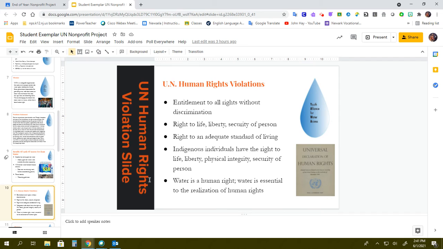Now, this is a core part. This is part of the whole kit and caboodle. You have to show me where the UN human rights violations are taking place. We went over, you guys read a portion of the UN human rights article. That was a homework grade. That was important. Or a test grade. No, that was a test grade. Right here, you have to tell us how your human rights violation is an abridgment of the UN Human Rights Declaration.